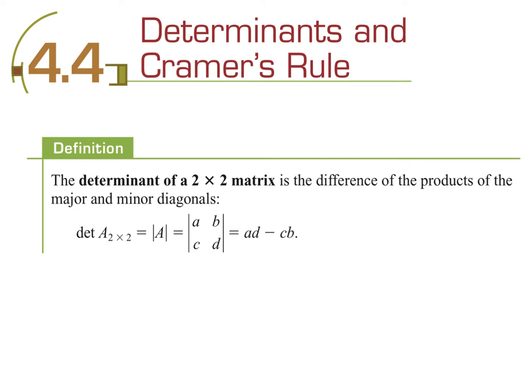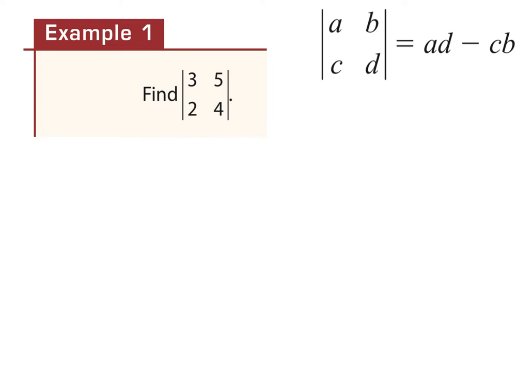So let's look at this first example, example number 1. All right, they want us to find the determinant of this 2 by 2 matrix. I do want to point out the notation. You'll notice that it doesn't actually say find the determinant, but your matrix no longer has the little lines on the top and the bottom.